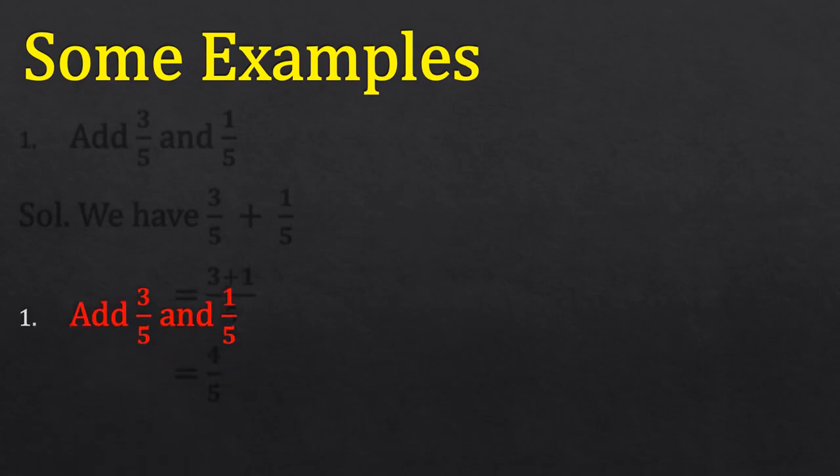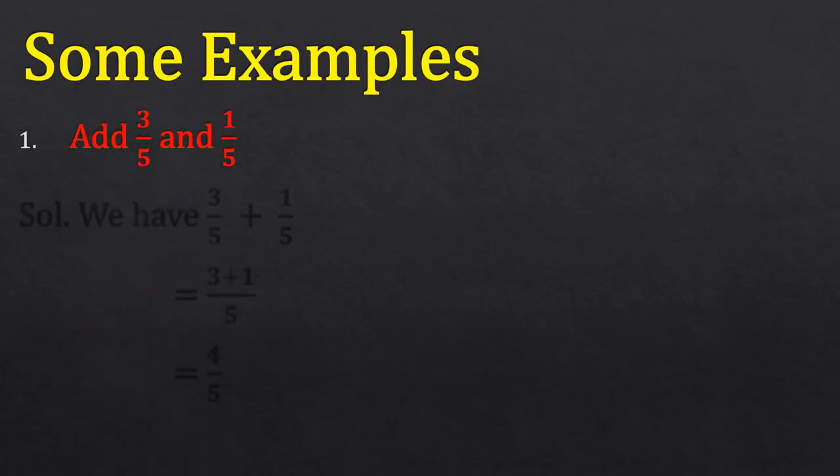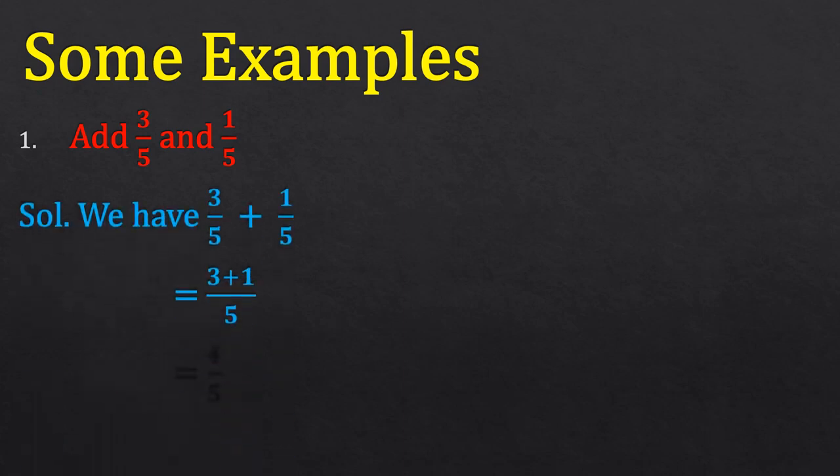See first example. Add 3 upon 5 and 1 upon 5. We have 3 upon 5 and 1 upon 5. See, these are like fractions, denominators are same. So we will write down 5 as a common denominator one time, and we will just add the numerators. In the steps we have learned that first of all add the numerators, that is 3 plus 1, and denominator will be common. So we will write it one time. So it is 4 upon 5.